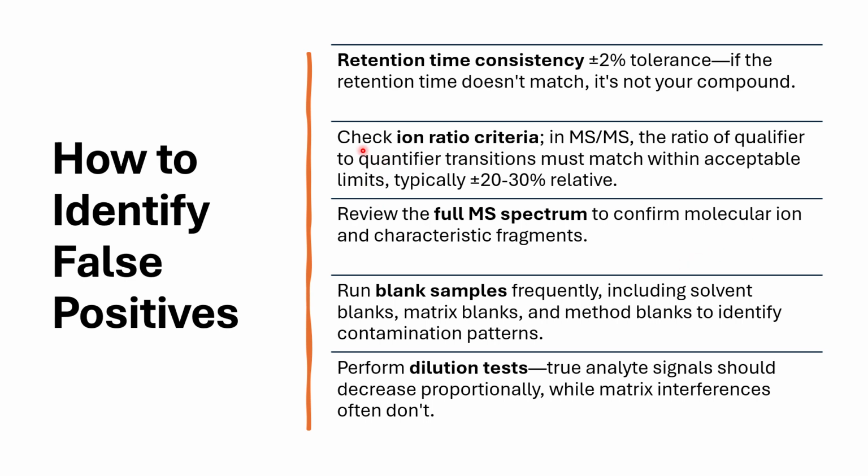Second one is checking your ion ratio. Check ion ratio criteria in MSMS. The ratio of qualifier to quantifier transition must match within the acceptable limit, that is typically plus minus 20 to 30%.